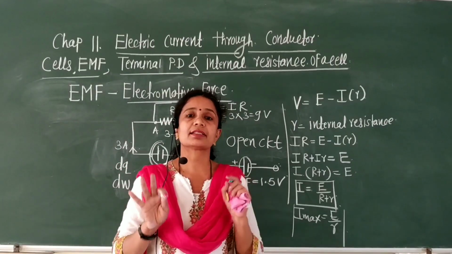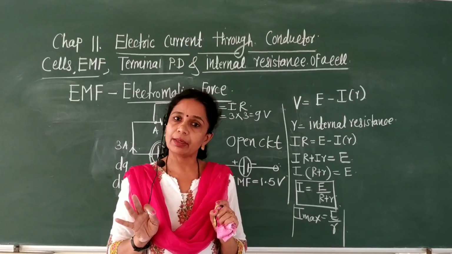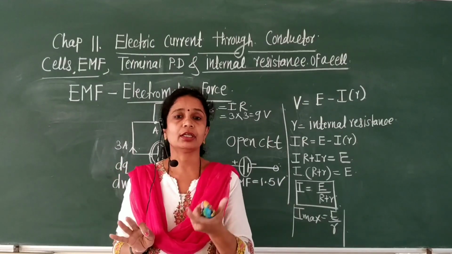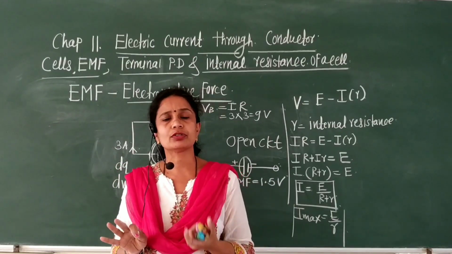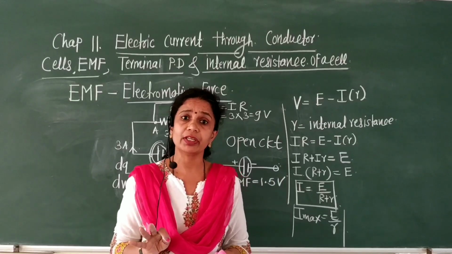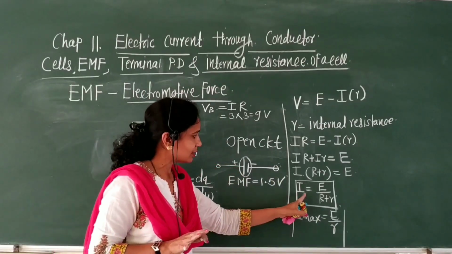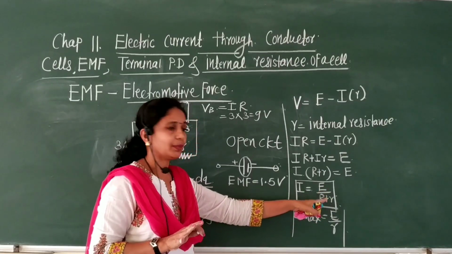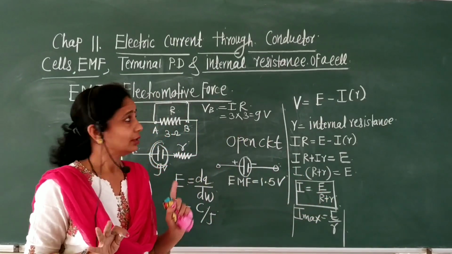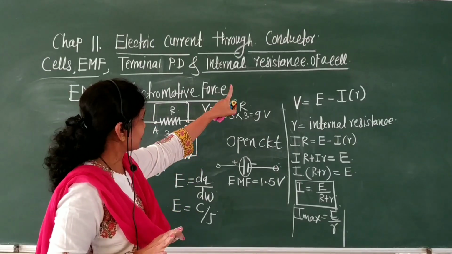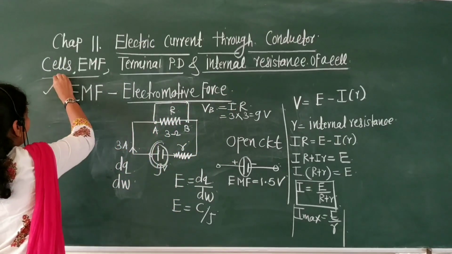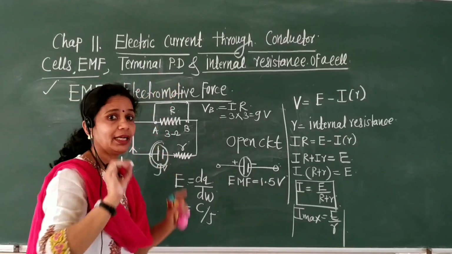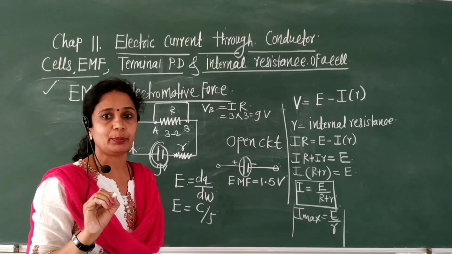The EMF of a dry cell is 1.5 volt, which is used in our laboratory and also in our TV remote. And this is the relation: I is equal to E upon capital R plus small r. Then internal resistance. Therefore, one by one we complete this definition: cell, EMF. Then terminal PD is remaining. What is the terminal PD?